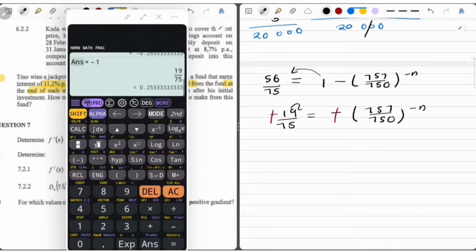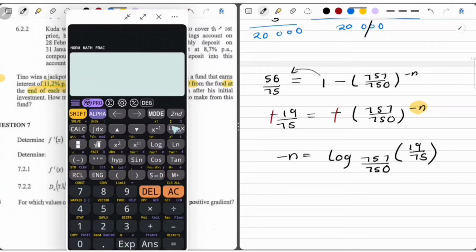Okay, so now what we have is 19 over 75 is equal to this to the power of negative n. We need to solve for negative n. To solve for an exponent, you have to use log. So I'm saying negative n is equal to log, and I'm going to write down my base. My base is whatever is carrying the exponent, which is this. So my base is 757 over 750, and then the number that it's equal to is the number I write here, 19 over 75. These are all nice looking numbers that I can use, so I'm just going to use them like that.